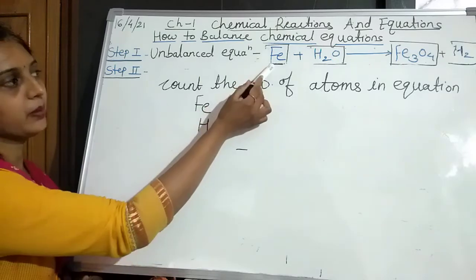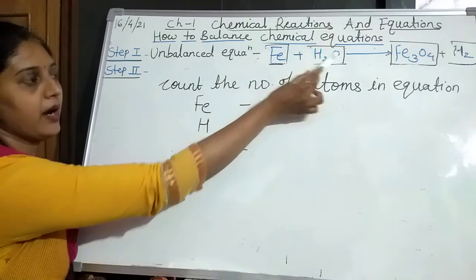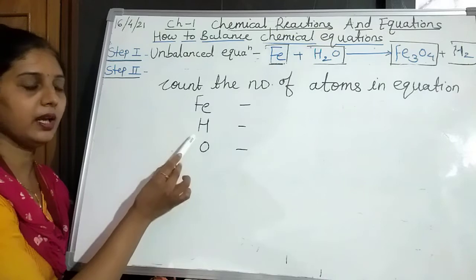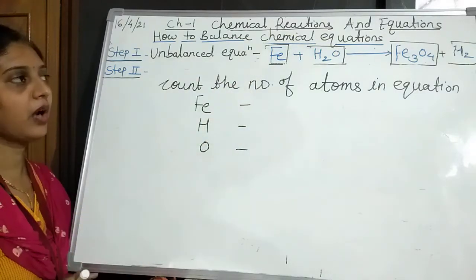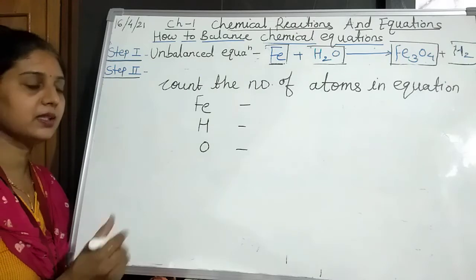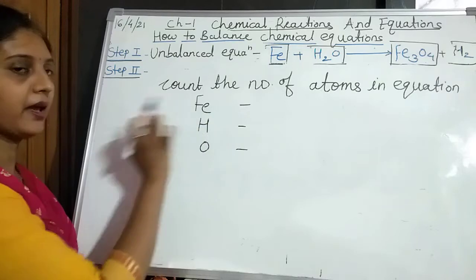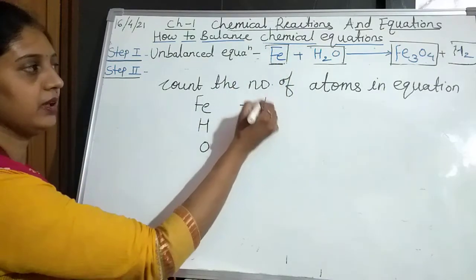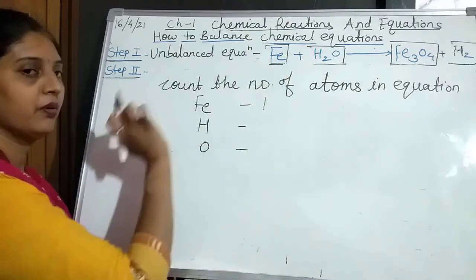How many elements are present in this equation? That is iron, hydrogen and oxygen. I have written here iron, hydrogen and oxygen. These three elements are taking part in this reaction. So count the number of atoms present in this reaction. Suppose we take first the Fe element, that is the iron element. The number of atoms of iron is 1 here, because no number is written on the base, that is 1 in number.